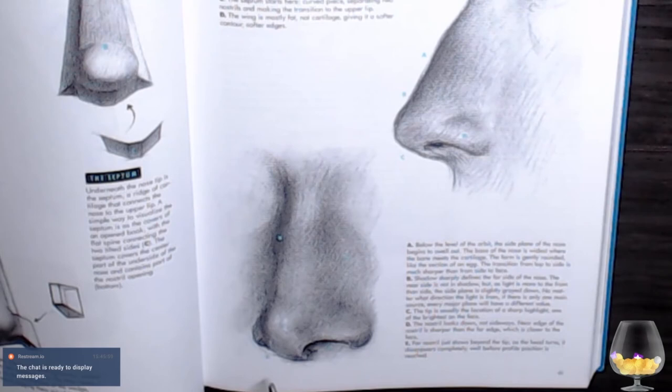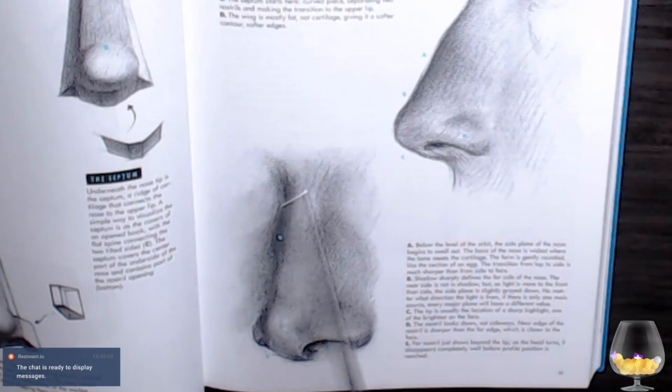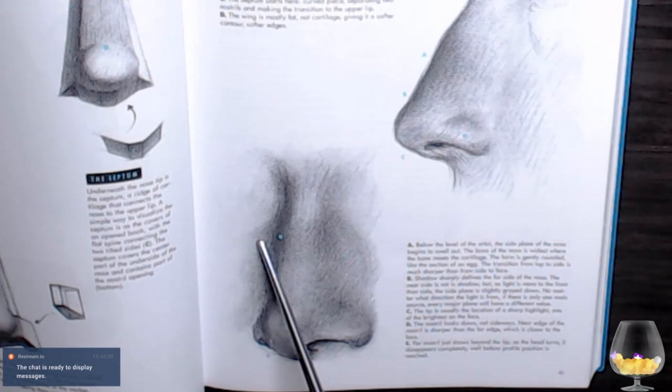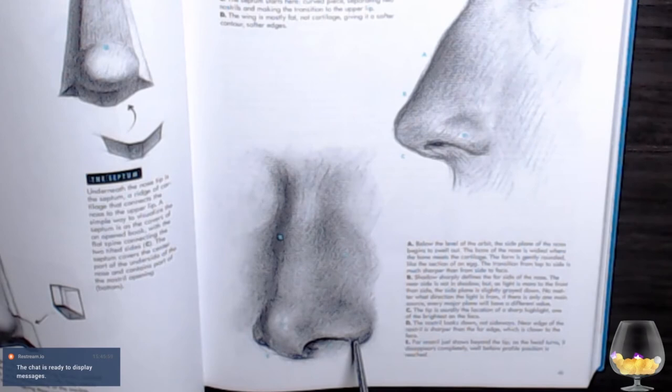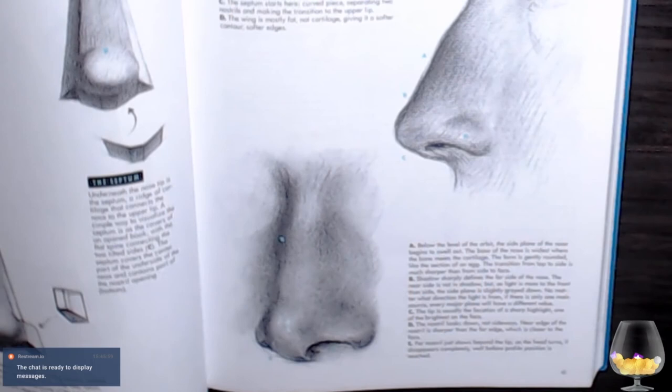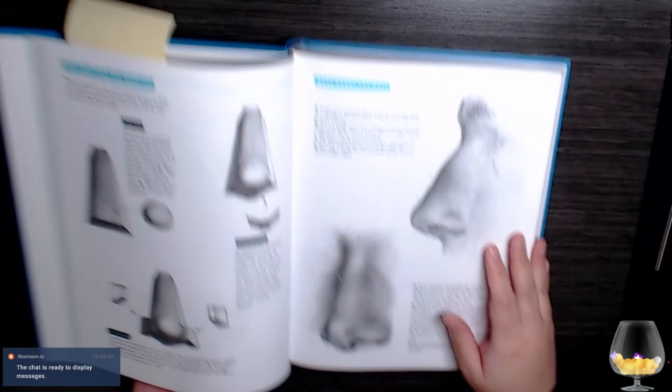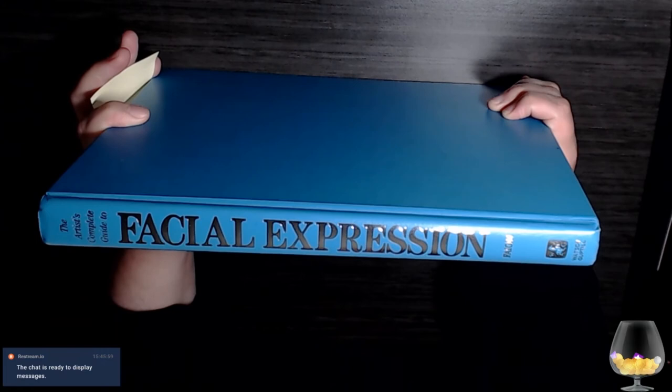So the cool thing about this book is it's kind of like a combination of the Jack Hamm one and the Sculptor's Anatomy for Sculptors book, where it's giving you information on how you would illustrate it while defining the anatomy of the body part itself, but in a pretty wordy way. Okay, so yeah, this is The Artist's Complete Guide to Facial Expressions by Gary Faigin. And that is our last book.